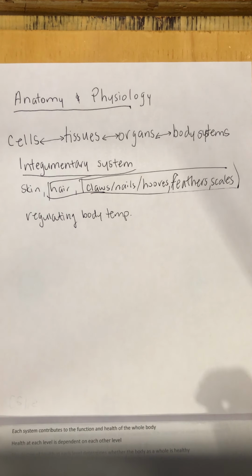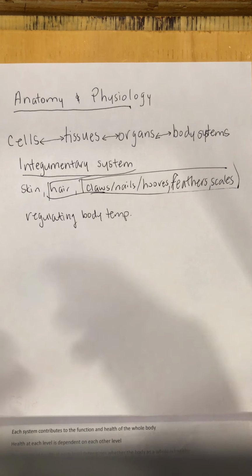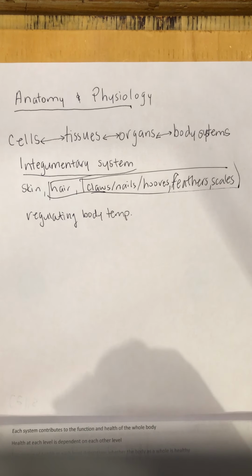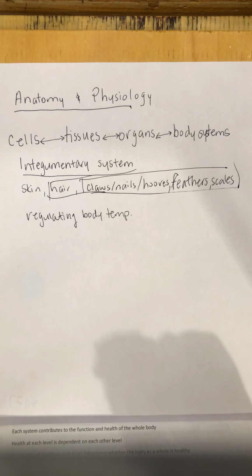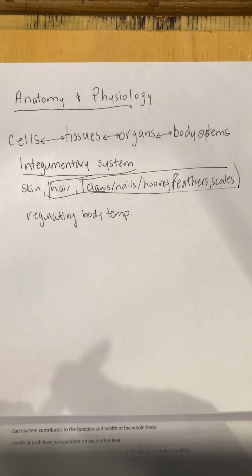So body temperature is an important function of the integumentary system. A lot of these things work together to create the ideal body temperature. In dogs and cats specifically, they are mammals. That means that their bodies are endothermic, which means that they create their own body heat. So the skin and the hair can work together to keep the body temperature at the ideal point.